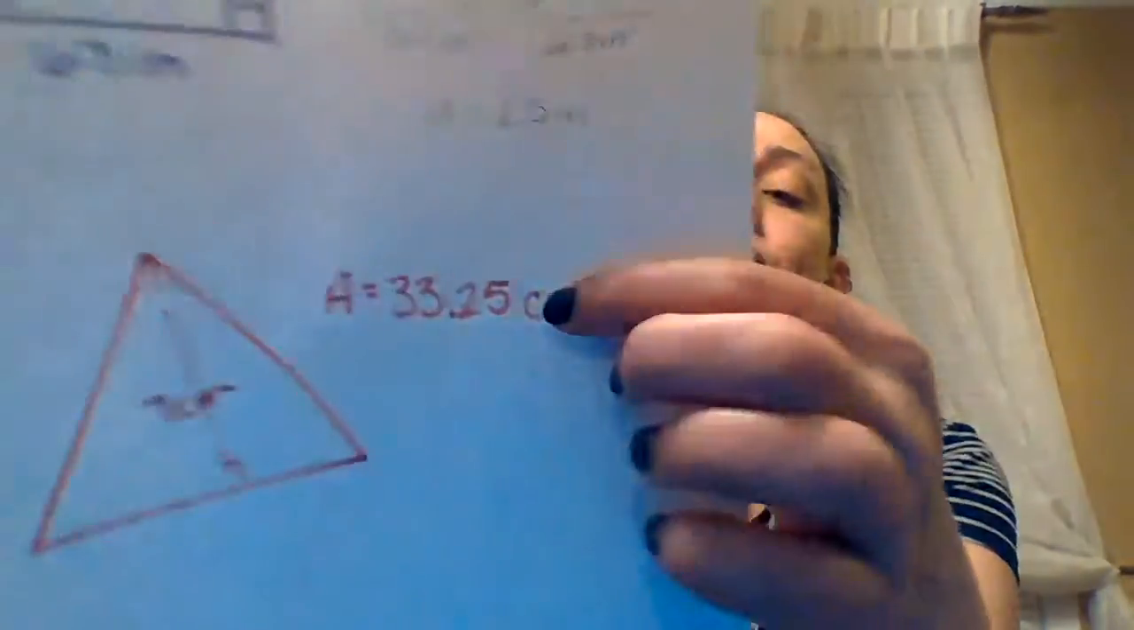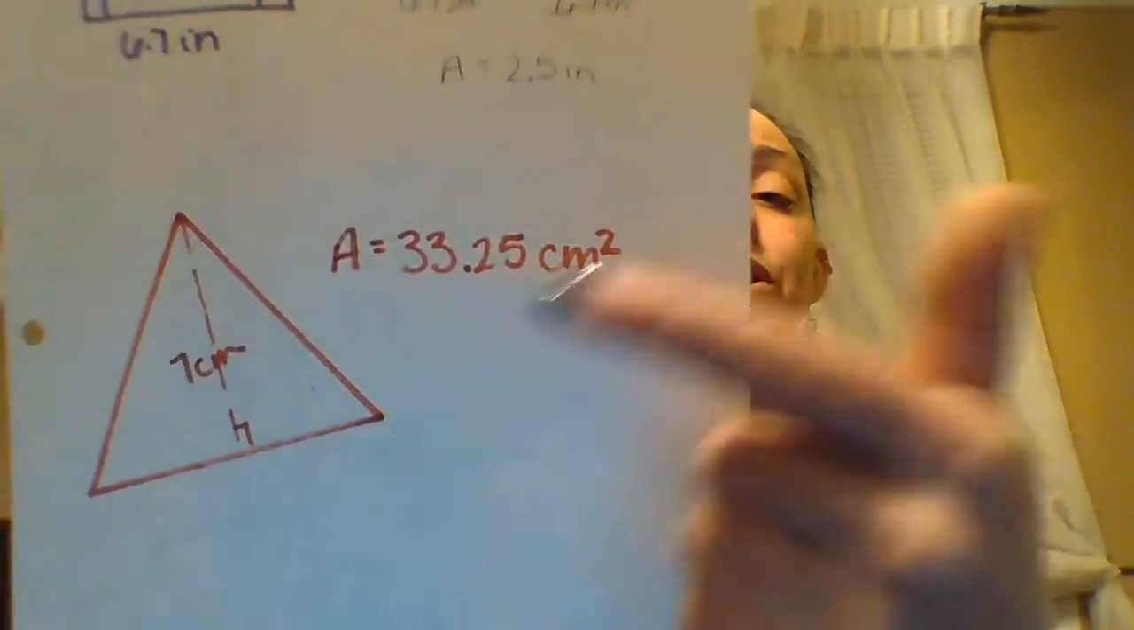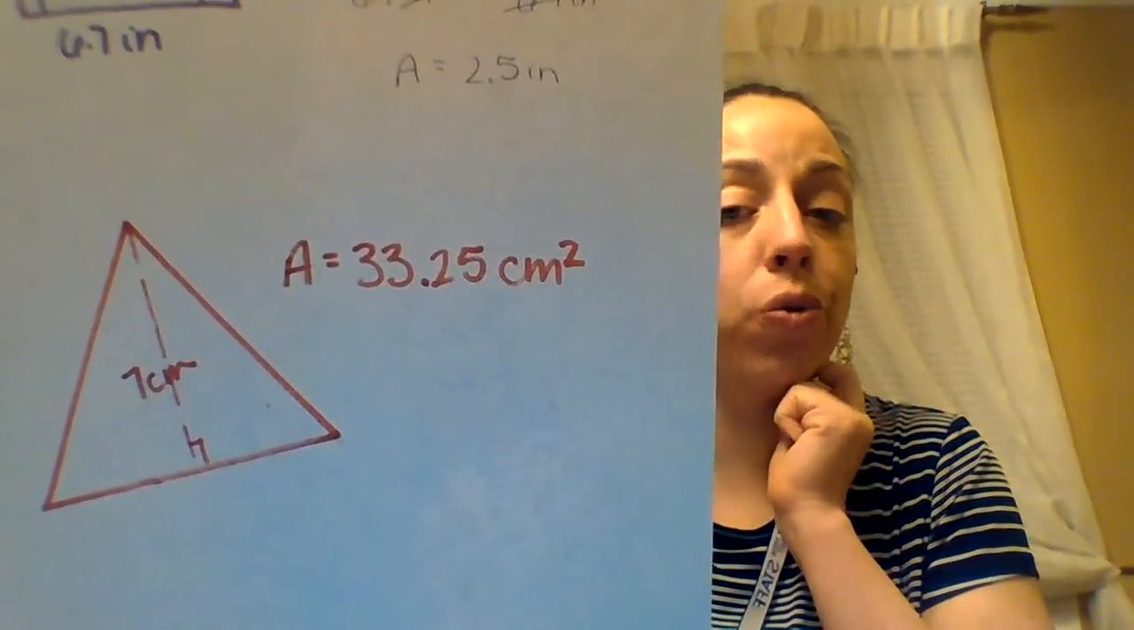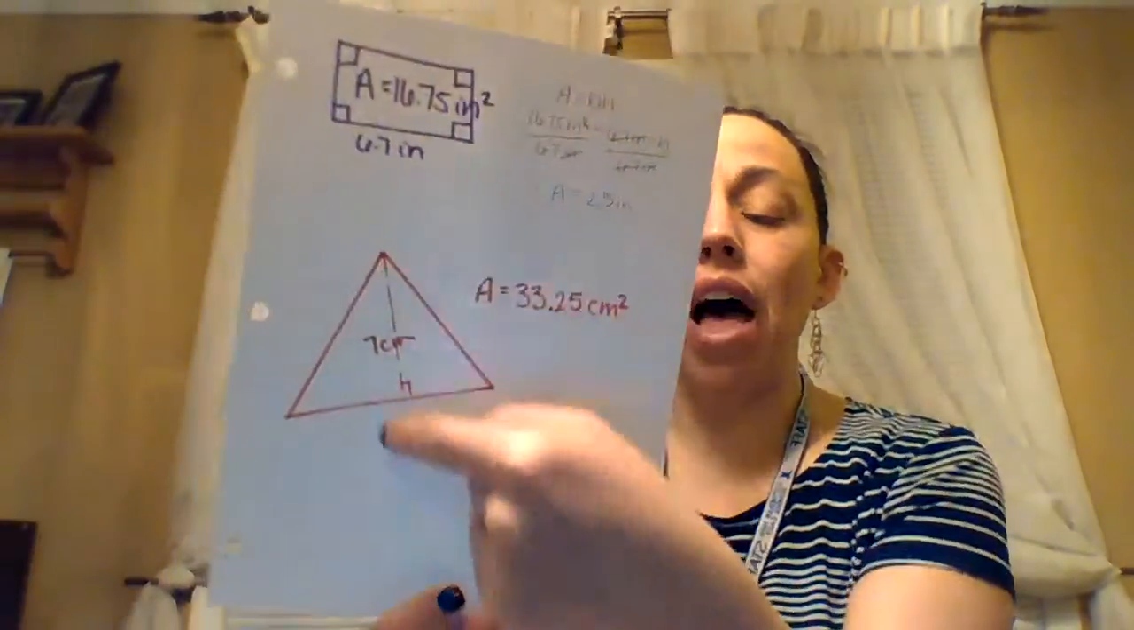So let's do this one now. It's a little bit trickier. We know our area. Our area of this triangle is 33.25. And we know the height of it. So what is our normal equation for a triangle? Okay, it's a little bit different because we have that 1/2 there. What is the total area? Okay, then we write 1/2.